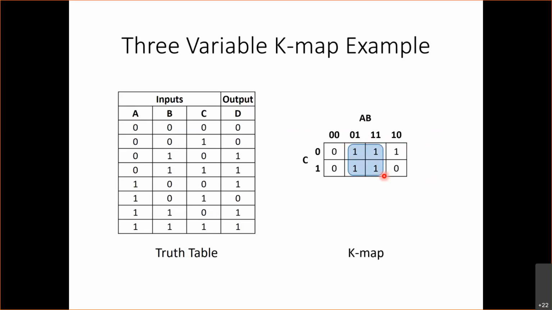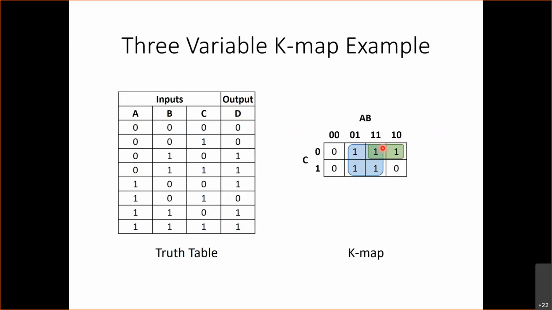And then we're left with one more one that we need to cover. So we want to find the largest possible rectangle to cover this one. And that's going to be this rectangle over here. We're not just going to put a square over this one alone because we want to maximize the number of ones we cover to minimize the complexity of the equation. So we're going to use this rectangle over here to cover this one and this one as well. And it's okay that we covered this one twice. That doesn't matter.